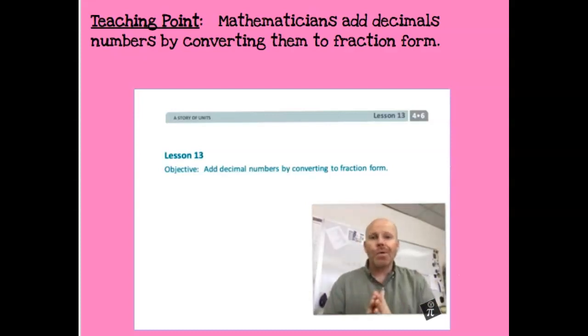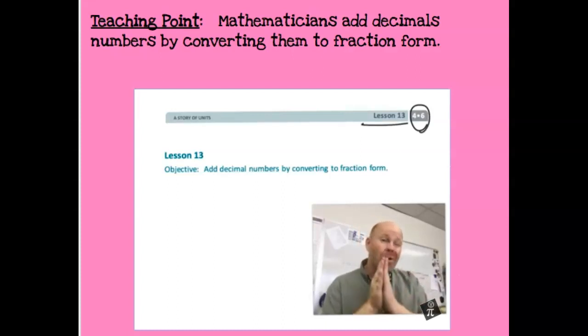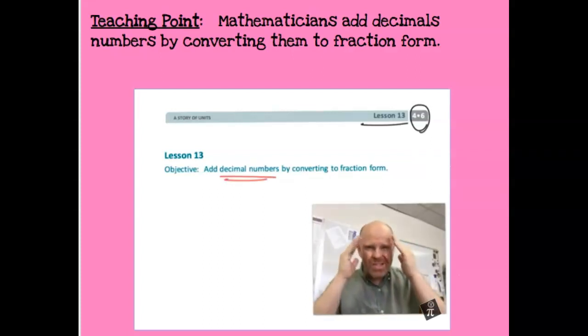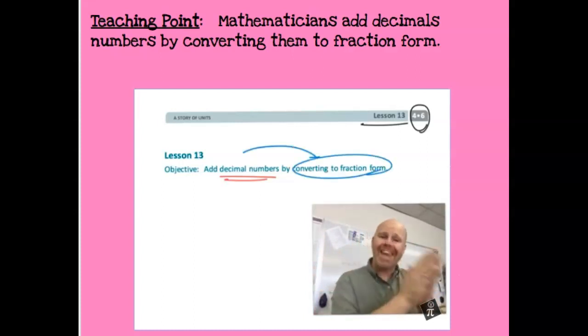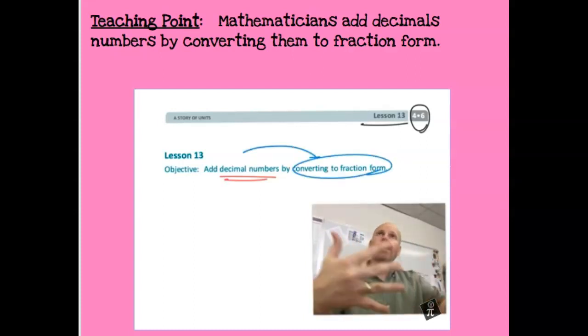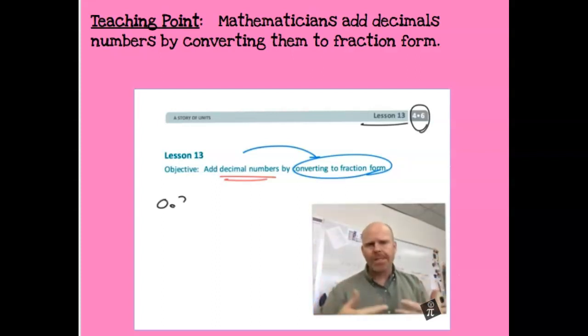All right, this is fourth grade, module 6, lesson 13. And in this lesson, we're going to be adding decimal numbers, but we're not going to be using that standard algorithm yet. Instead, we're going to have our students taking those decimals, converting them into fractions, and then adding, and then rewriting that whole thing as their decimal equivalents.